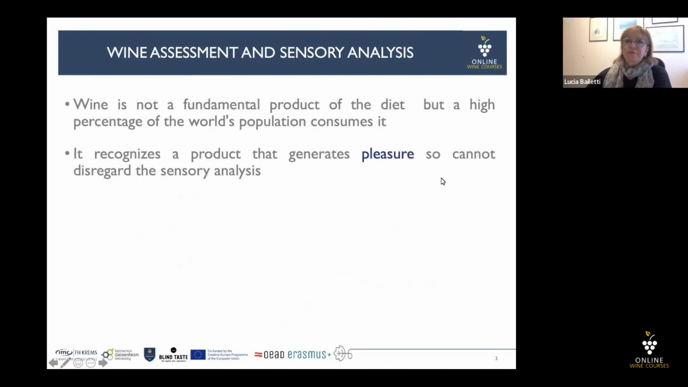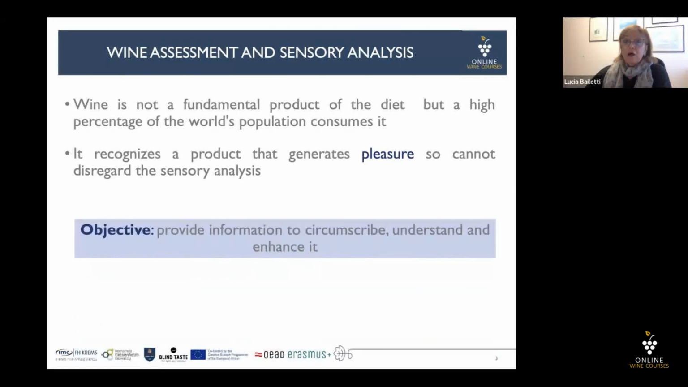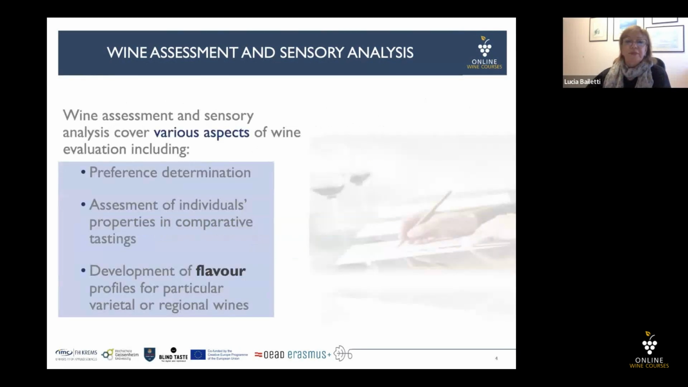Wine is not a fundamental product of the diet, but a high percentage of the world's population consumes it. It is recognized as a product that generates pleasure, so we cannot disregard sensory analysis. The objective is to provide information to circumscribe, understand, and enhance it.